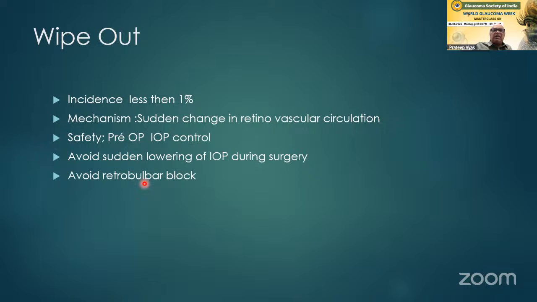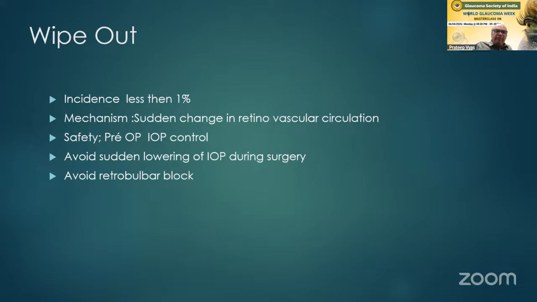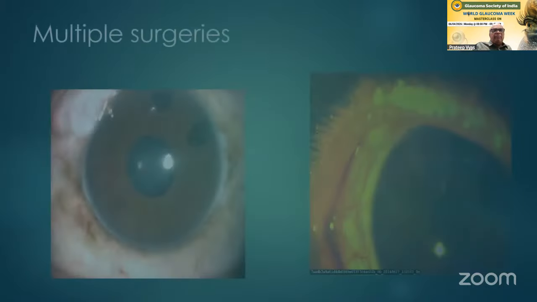That is because of the sudden change in the retinovascular circulation, because of the sudden lowering of the intraocular pressure during the surgery. And to avoid this, you have to avoid the sudden lowering of the IOP during surgery. And please don't give the retrobulbar block, because it is very much responsible for the wipeout phenomenon.